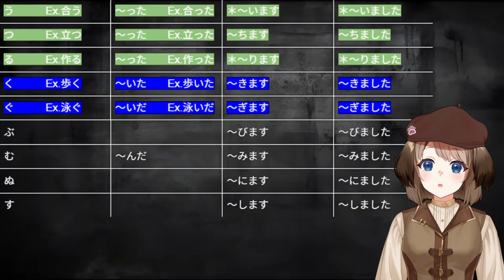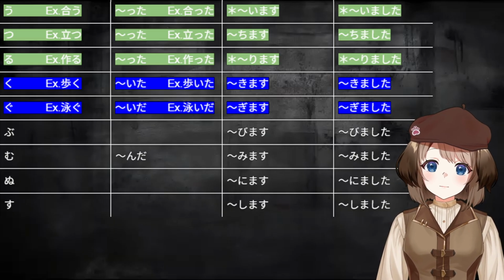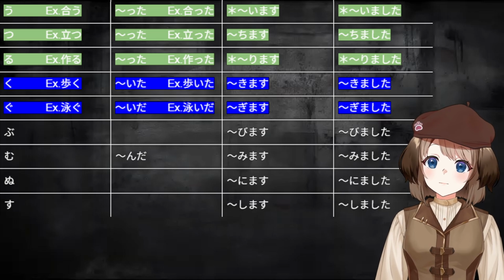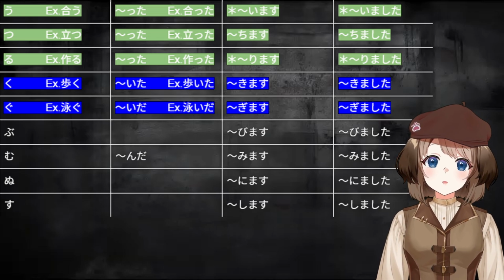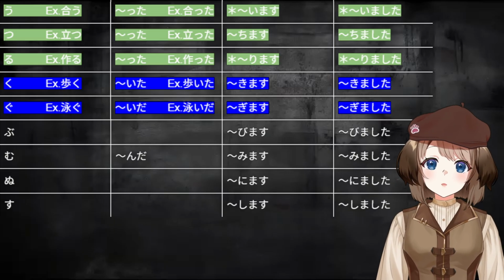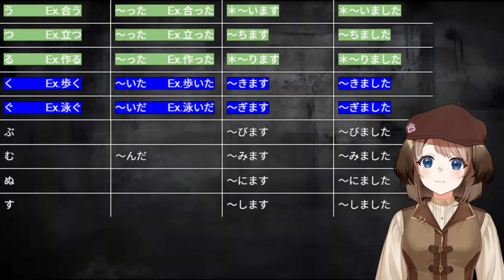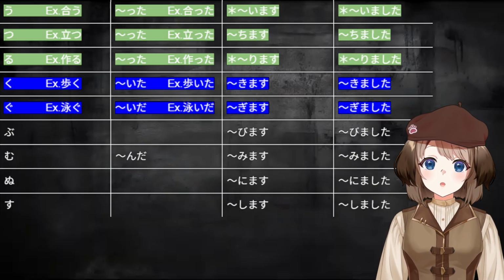A verb that ends in gu is going to follow a very similar pattern. It's just going to become ida instead of ita, right? So something like oyogu, to swim, would become oyoida, right? The g sound is getting lost completely. But we're still making sure that we bring over the dakuten from the gu and recreate that in the da in the end of oyoida.